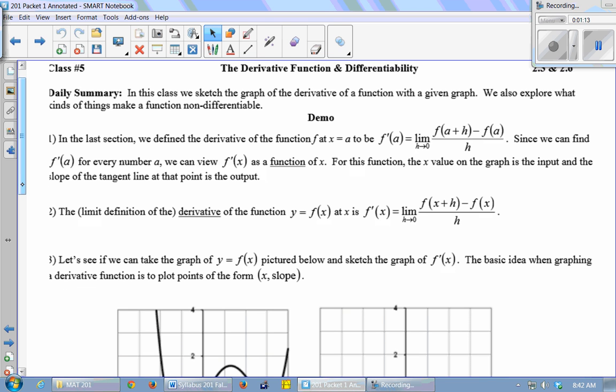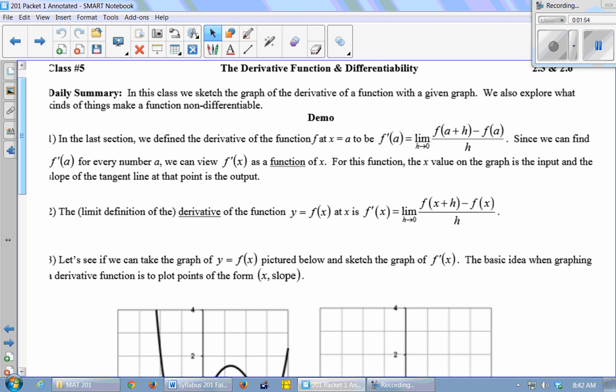So in the last section, we defined the derivative of a function f at some x value a to be f prime of a equals the limit as h goes to 0 of f of a plus h minus f of a, all over h. If you ignore the limit, this difference quotient represents the slope of a secant line between the point (a, f of a) and (a plus h, f of a plus h). Then you let h go to 0, h being the distance between the 2 x coordinates of your points, and that approaches a tangent line.